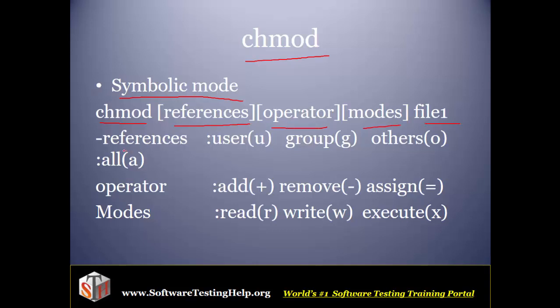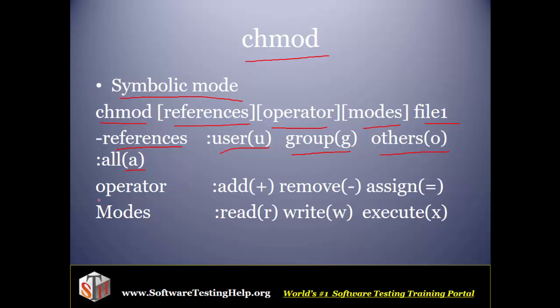References are those for whom you want to change the permissions. For the user we use u, for the group we use g, and for others we use o. We can also combine the references: for user and group you can combine them, making ug. For group and others we can combine, making go. If we want to combine all the references we can use a.